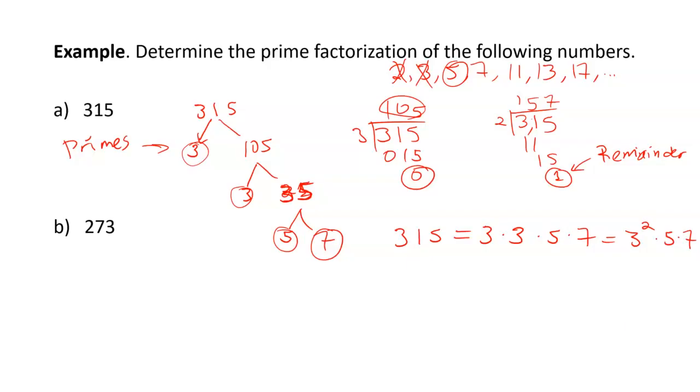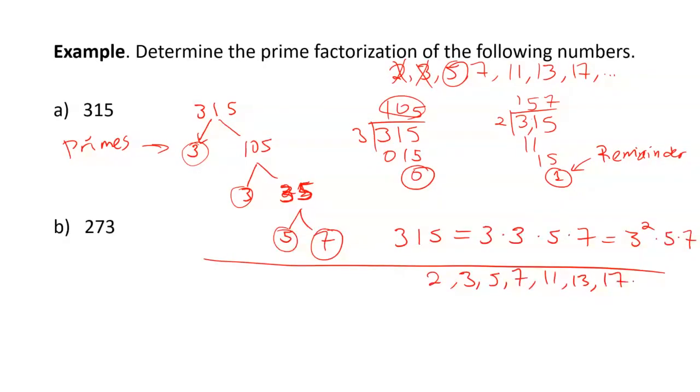I applied the same process for 273, which is B. So I'm going to put my list of prime numbers again, 2, 3, 5, 7, 11, 13. Usually if you memorize the first ones, you don't really need very big numbers, but it is possible to have very big numbers. Like I mentioned, the prime numbers are supposed to be infinite, so it just continues going on and on and on.